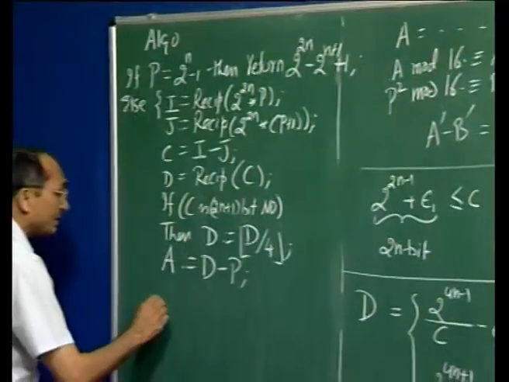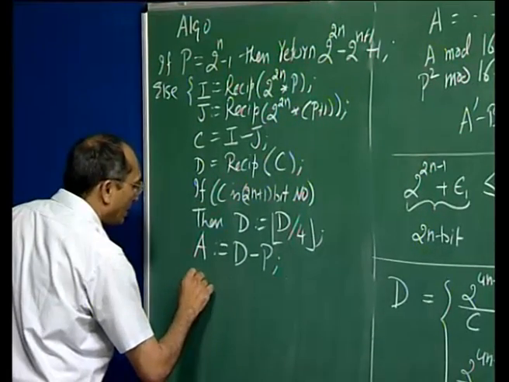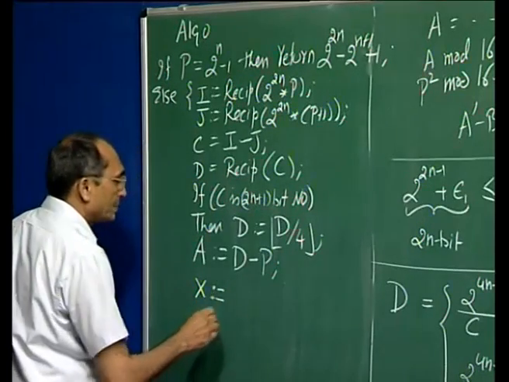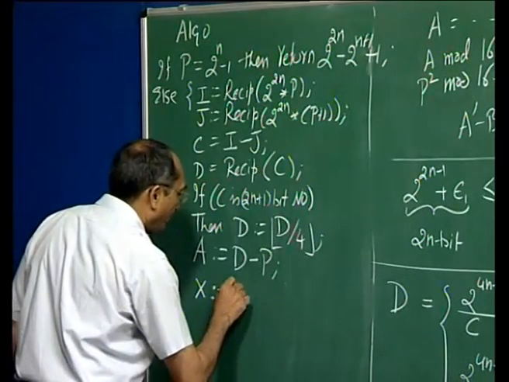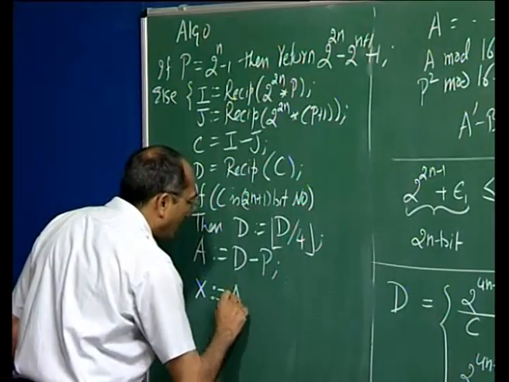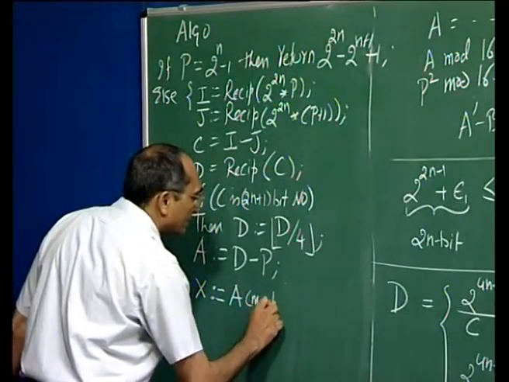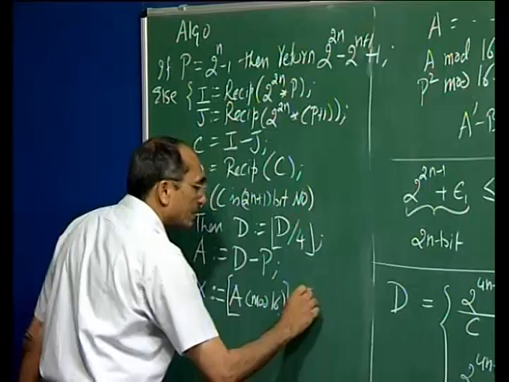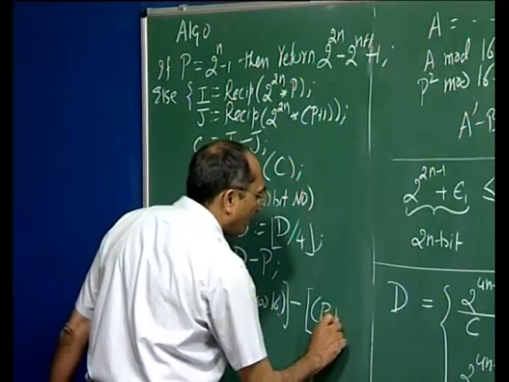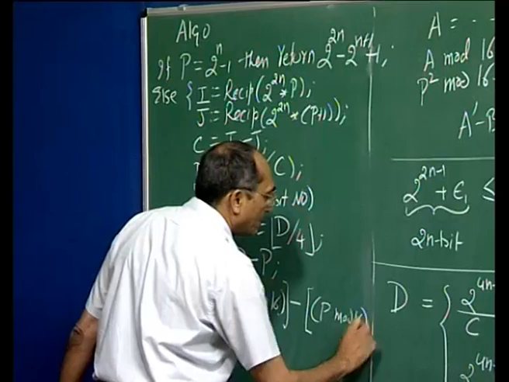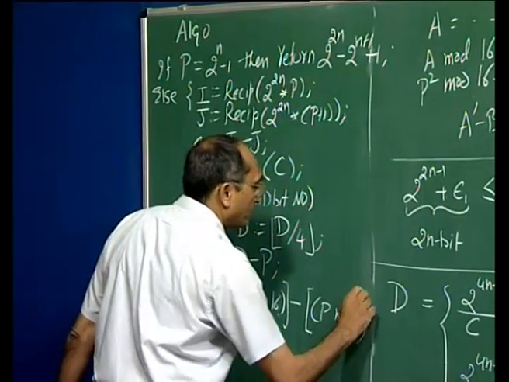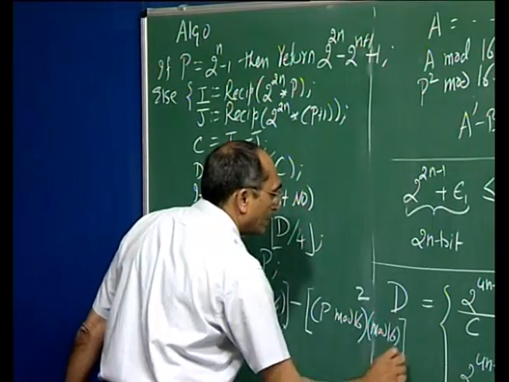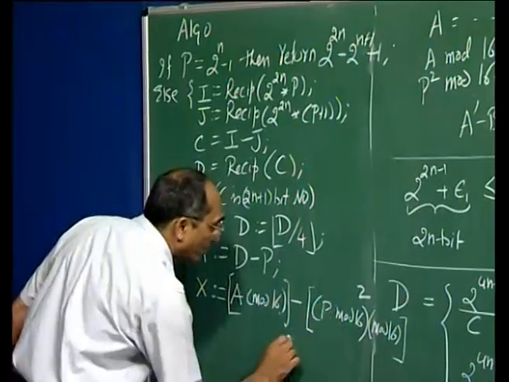So what we are going to do is compute x to be A mod 16 minus P square mod 16, and the whole thing modulo 16.